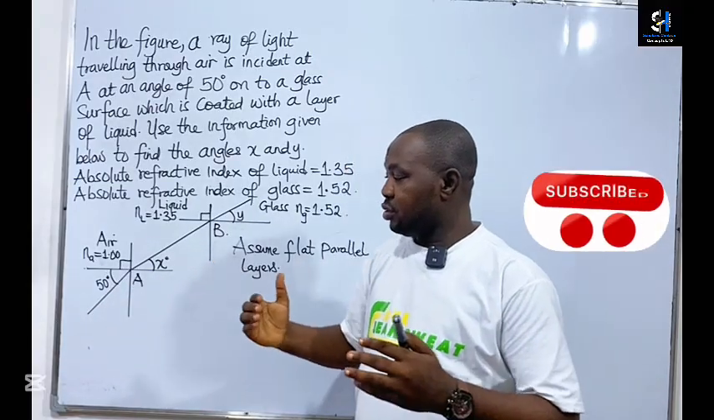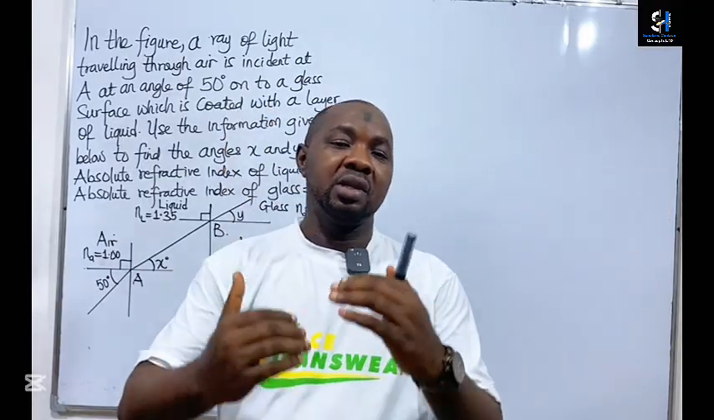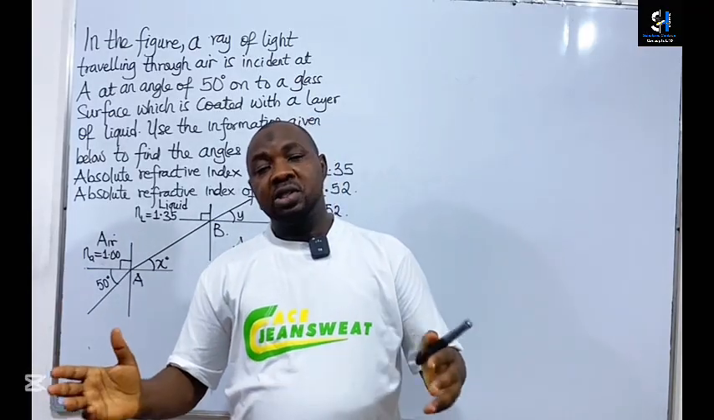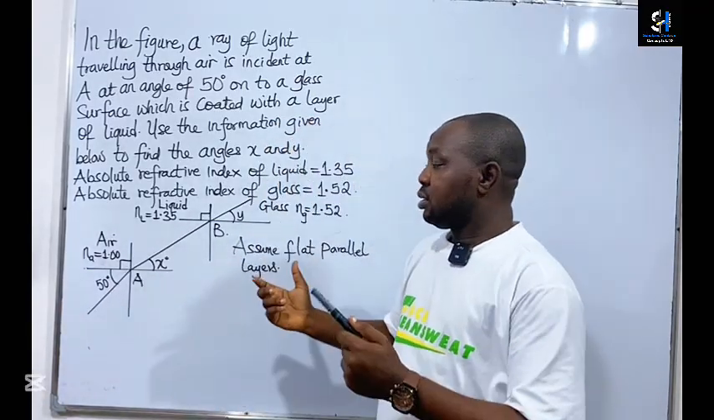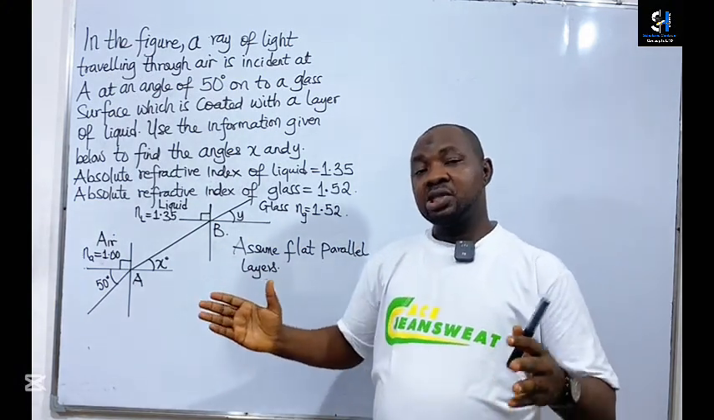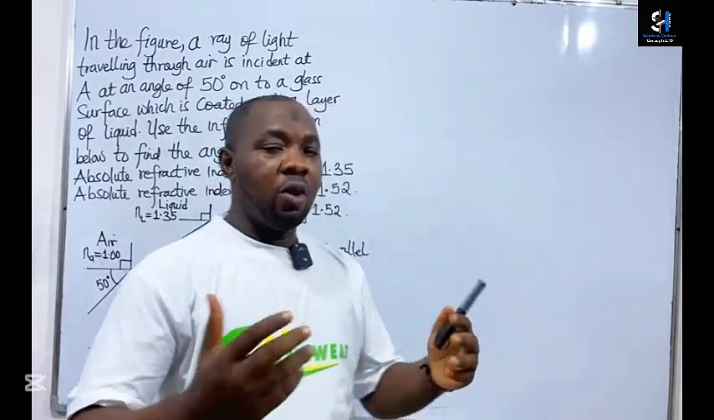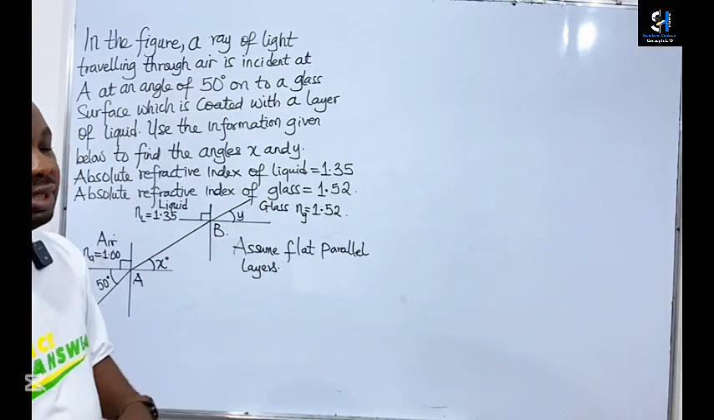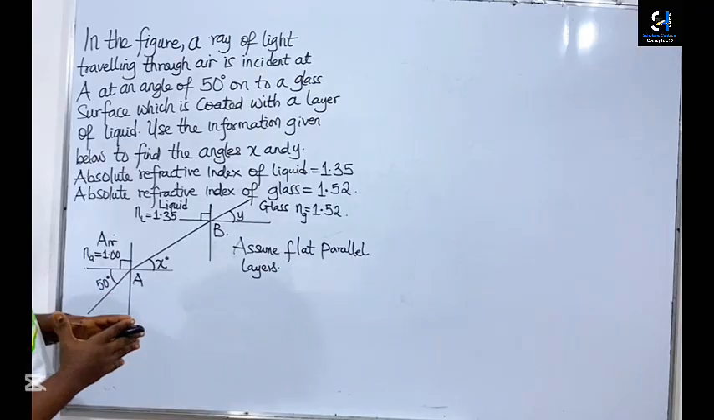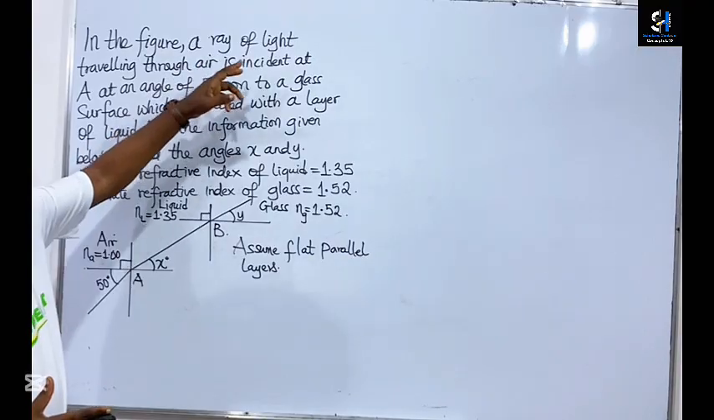So when light is transmitted obliquely through the boundary surface separating two material media with different optical densities or different velocities of light, also known as indexes of refraction, that phenomenon is what we call refraction of light. So in this question, we have a ray of light traveling through air, incident at A.